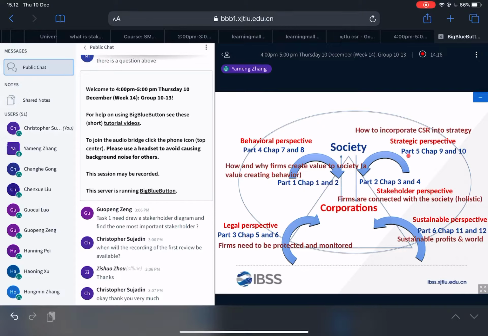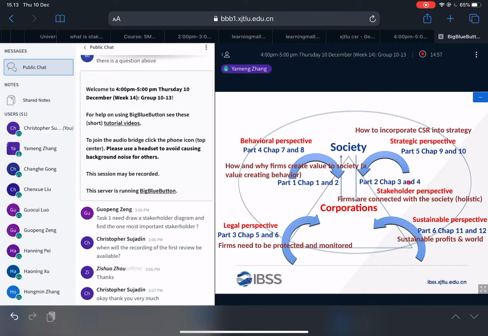So from a strategic perspective, we can treat this value creating behavior as one of the strategies of the firm to help the firm gain competitive advantage compared with industry peers, so as to maintain the sustainable profits of the firm. Since we talk about the sustainability of the profits of the firm, in the meantime, the firm should also take responsibility to take care of the sustainability issues of the society. Okay, so that is the big picture of CSR in the whole semester.